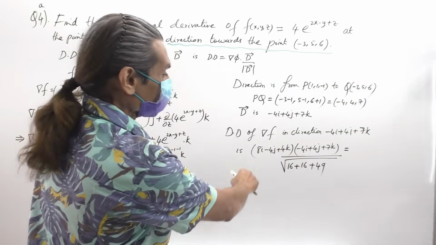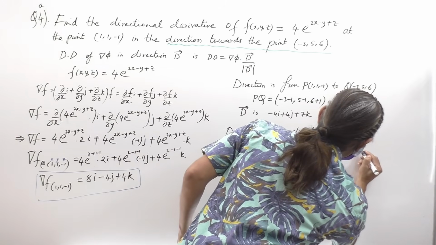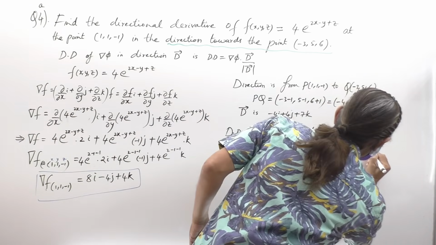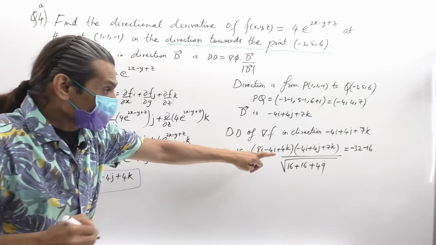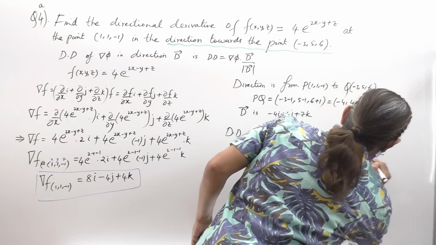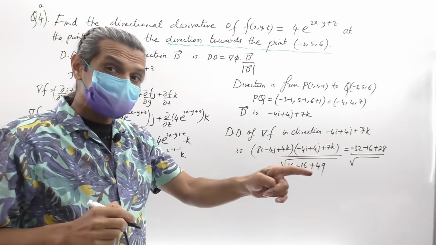Okay, remember that. So simple multiplication: i into i, 1, 8 4 is 32. So this will be minus 32. Be careful of our signs. Minus 4 into plus 4, minus 16, j into j is 1. As you know, lastly 4 7 is 28. Divide by root of, what's this? 16 plus 16, 32. 32 plus 49 is 81.